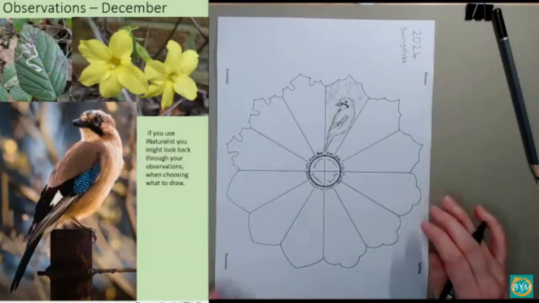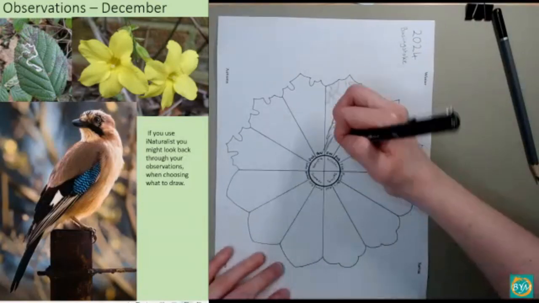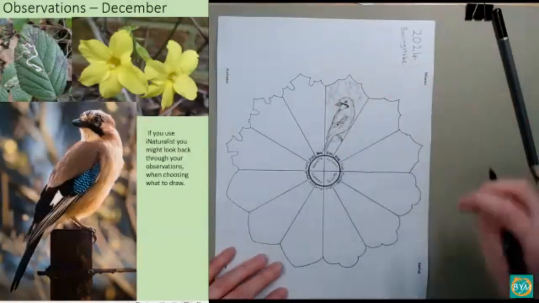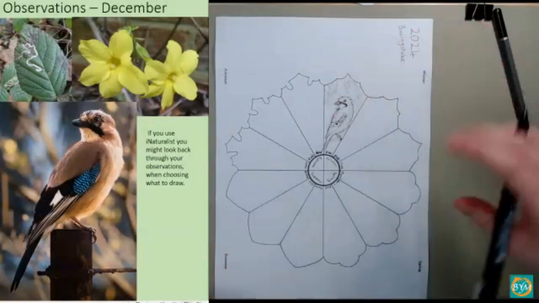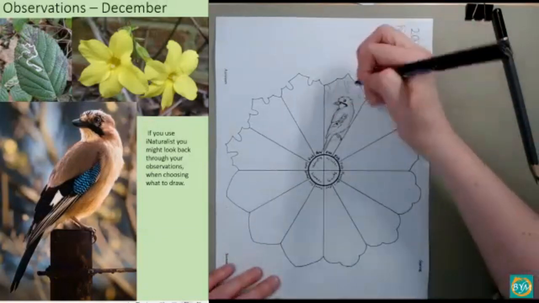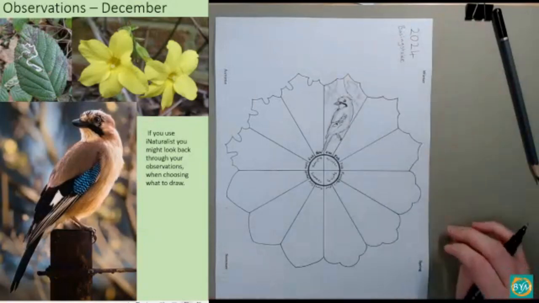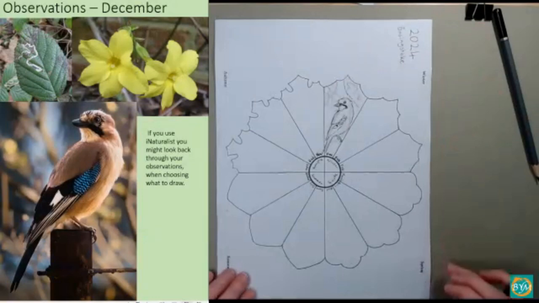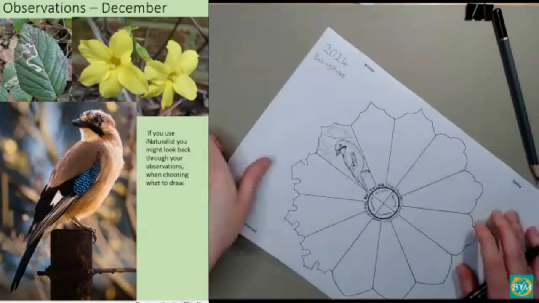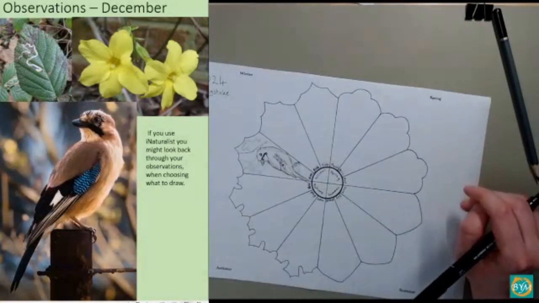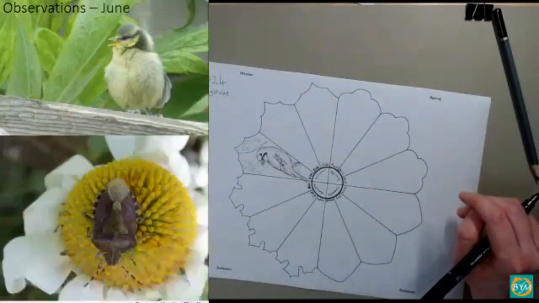So you can see I can go over that in pen and put in the lines where I want them to be. And then I'd rub out the pencil and I'd put color. And again, you can go through each little segment and put in your main observations for that month.